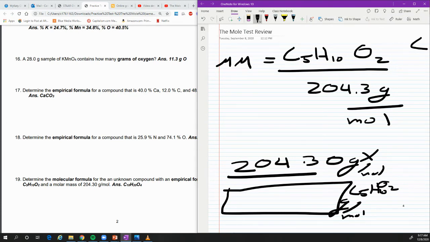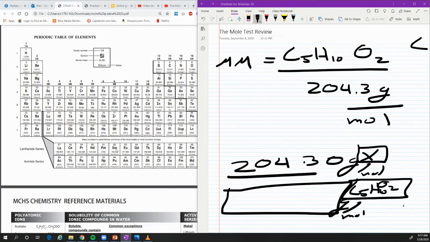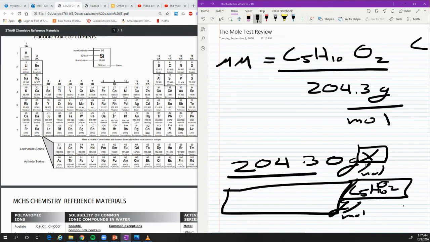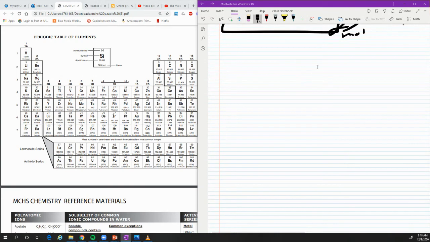I don't know what compound this belongs to. That's why it's X. I know that this is my compound for the bottom, but I don't know what the molar mass is, so I have to figure out the molar mass. That's easy to do. I just need my periodic table to do that. So I'm going to scroll down a little bit. So we've got C5H10O2. I just have to add everything up, figure out how much it weighs. So let's just do that.